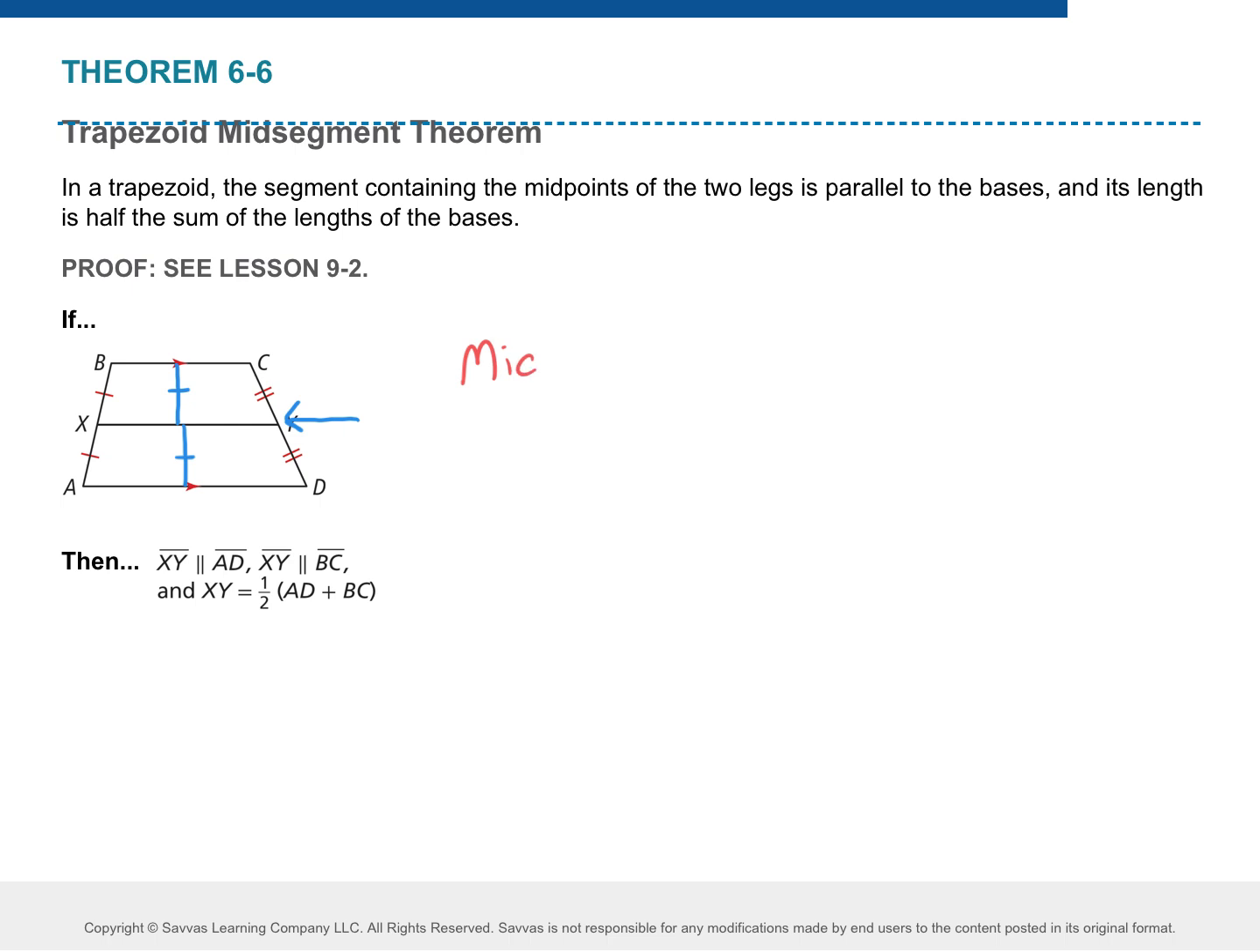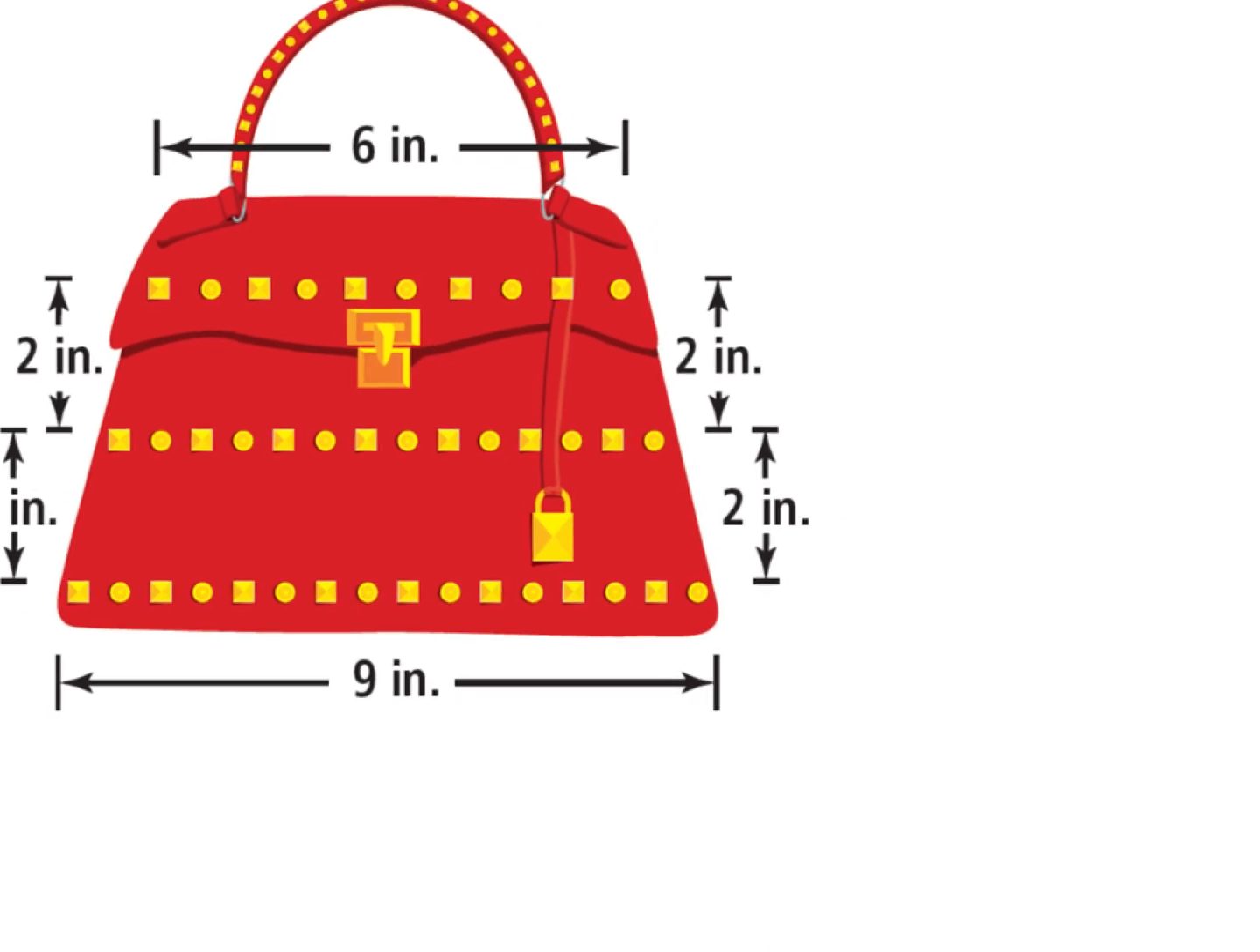So mid-segment equals base 1 plus base 2 divided by 2. What mathematically is happening here? What's that called? It's the average. Yep, we're finding the average of the two bases. Remember, it does not matter which one is base 1, which one's base 2, just as long as you have the bases, not the sides. It has to be those two parallel lines.